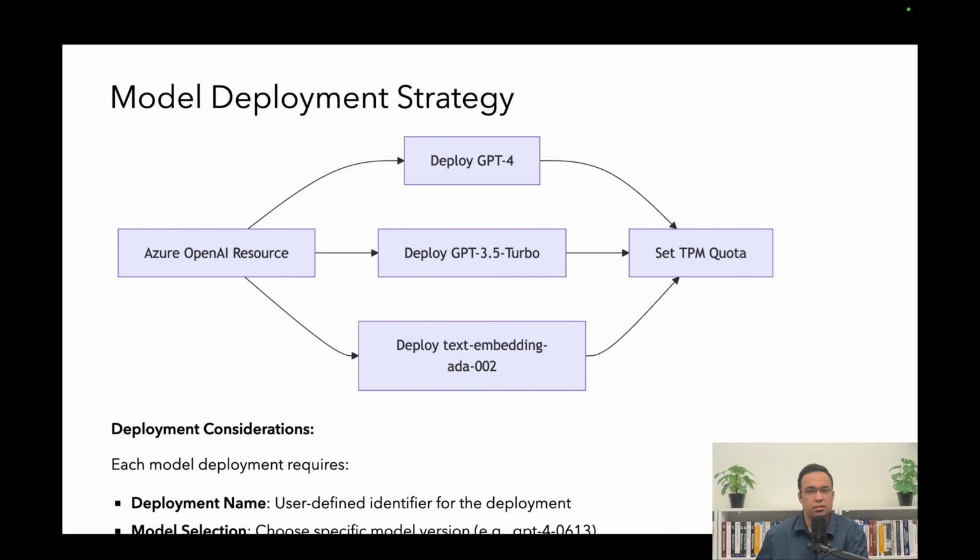Now, here's something that's really useful for production systems. You can deploy the same model multiple times with different quotas. For example, you might have a GPT-4 production with, let's say, 60,000 TPM and GPT-4 development with 10,000 TPM. This provides workload isolation. If your development team is doing heavy testing, they can't accidentally consume all the quota, and that's how we protect the production traffic.